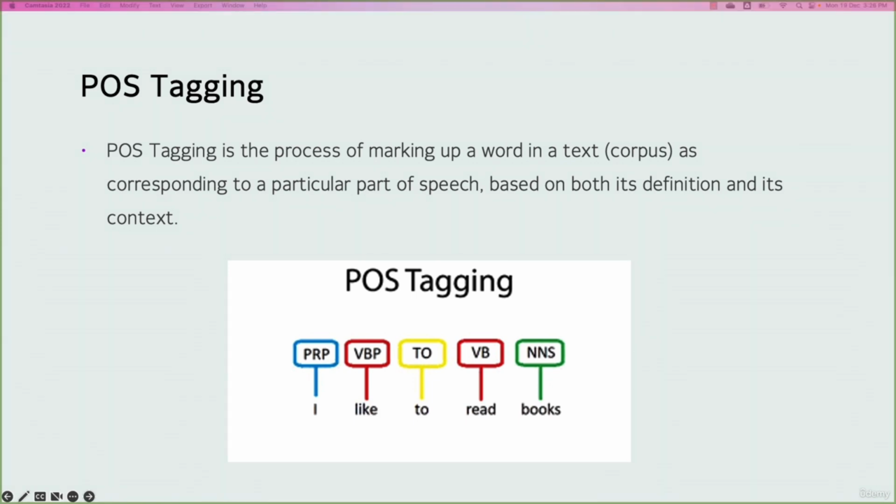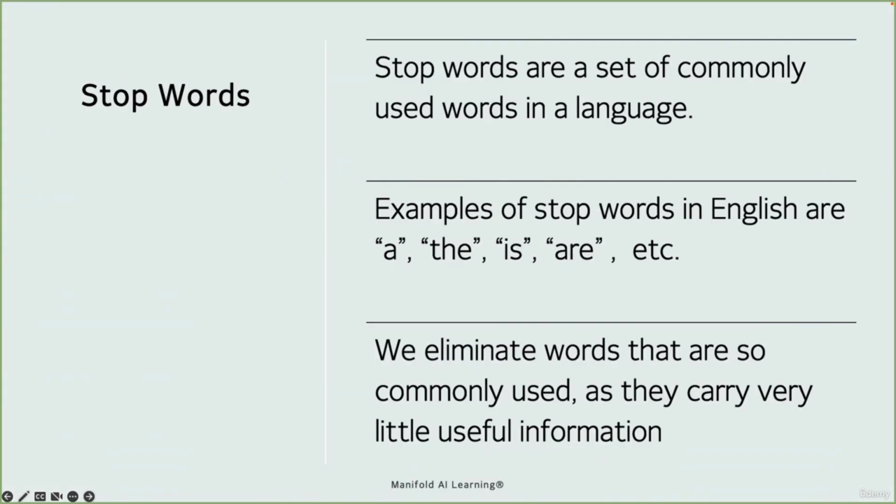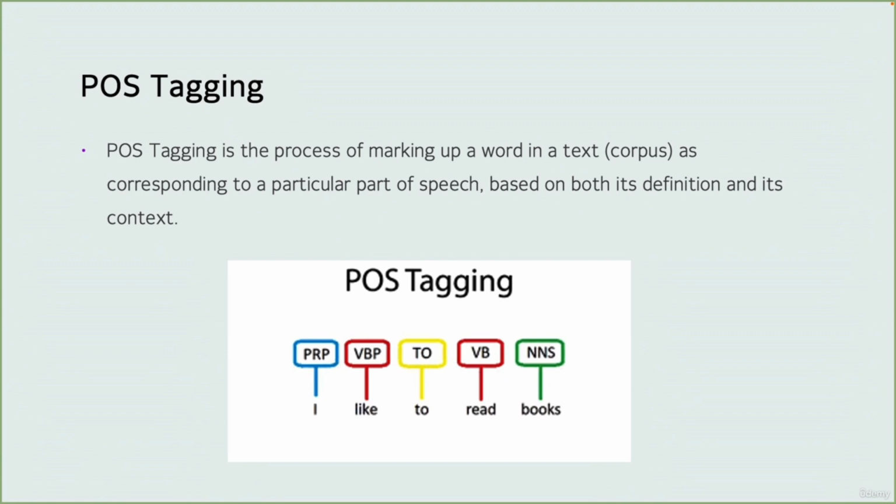Now, part of speech tagging is nothing but marking up the words in my given text corpus as corresponding to a particular part of speech tag, based on both its definition as well as its context. And that is what we call POS tagging. Here in this example, we've got the text: I like to read books. Here, the word like is marked as a verb, read is marked as a verb, and so on. Each and every word here has been assigned its respective part of speech tag.